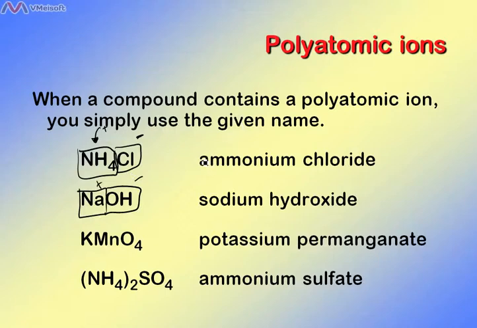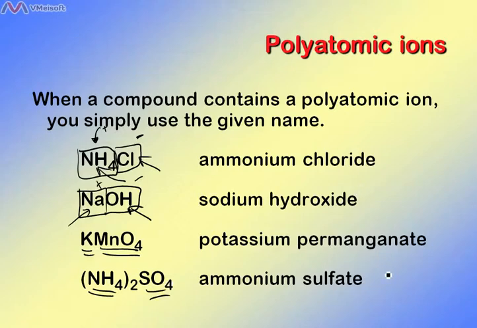So basically you just say the names of them. So ammonium chloride, just like the binary ones. For example here it's even easier. You just say sodium and then the name of it, hydroxide. Potassium permanganate. This is ammonium sulfate.